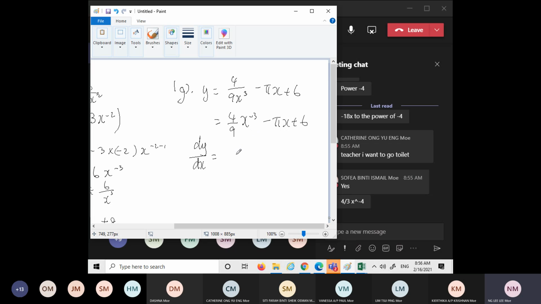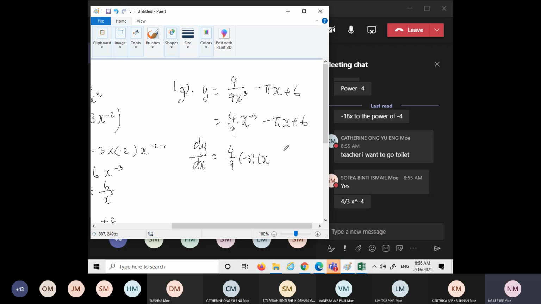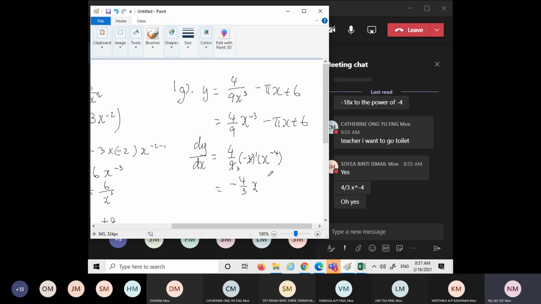Okay, 4/3. How you get 4/3? Wait for a while. It should be negative. Okay, 4/9, bring down the power -3, then x to the power -3 minus 1, that is -4. You see or not? Here you have a negative, this is 1, this is 3. Therefore, this one should be negative 4/3 x to the power -4. So you missed out the negative. Never mind, Sophia, good try. You just missed a negative. I still give you 1 mark.